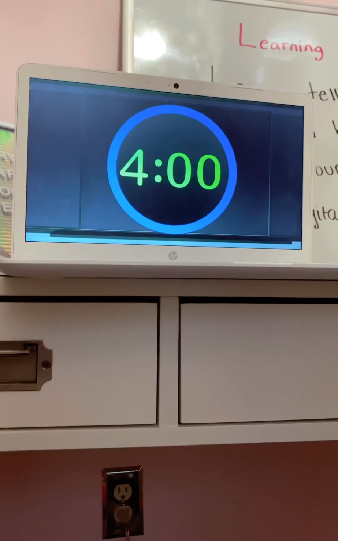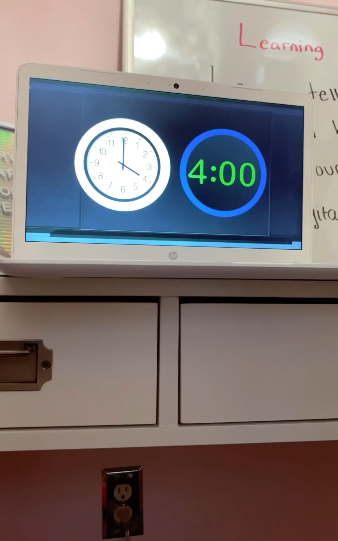On the digital clock, we see the hour and minutes in a little different way. The two dots on top of each other separate the hours from the minutes. The hour is on the left side, and the minutes are on the right side. Both of these clocks are showing 4 o'clock.